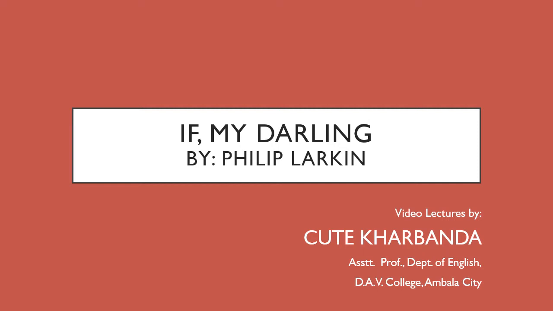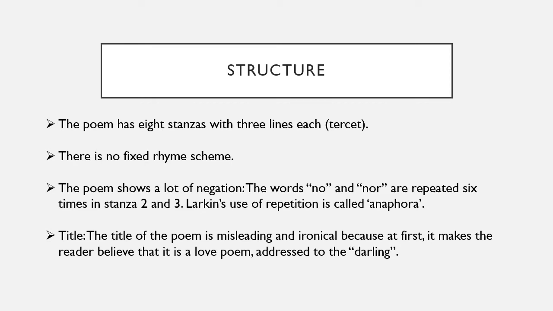So, moving on with the poem, first of all, we see what the structure of the poem is, and it is very important. The poem has 8 stanzas with 3 lines each. When we have a stanza with 3 lines, we call it a tercet. It is important to note that there is no fixed rhyme scheme here. You will not find the first and the third line rhyming with each other, or the first and the second line rhyming. So no fixed rhyme scheme at all.